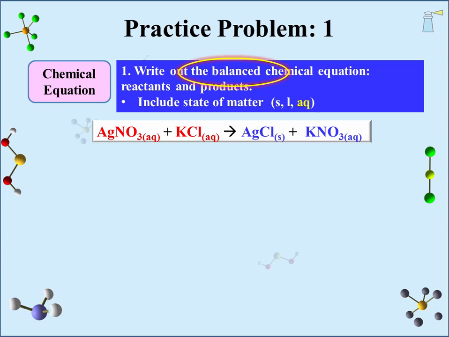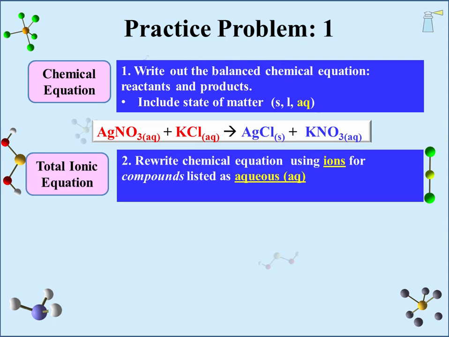It cannot be assumed that every equation handed to a student is balanced. In fact, if there are no coefficients attached to the equation, then that is a red flag for a potentially unbalanced equation. Inspection of this equation shows each element, ion and polyatomic ion, coming up once as a reactant and once as a product. The equation is balanced. That allows us to rewrite the chemical equation using ions for compounds listed as aqueous. Write a total ionic equation.